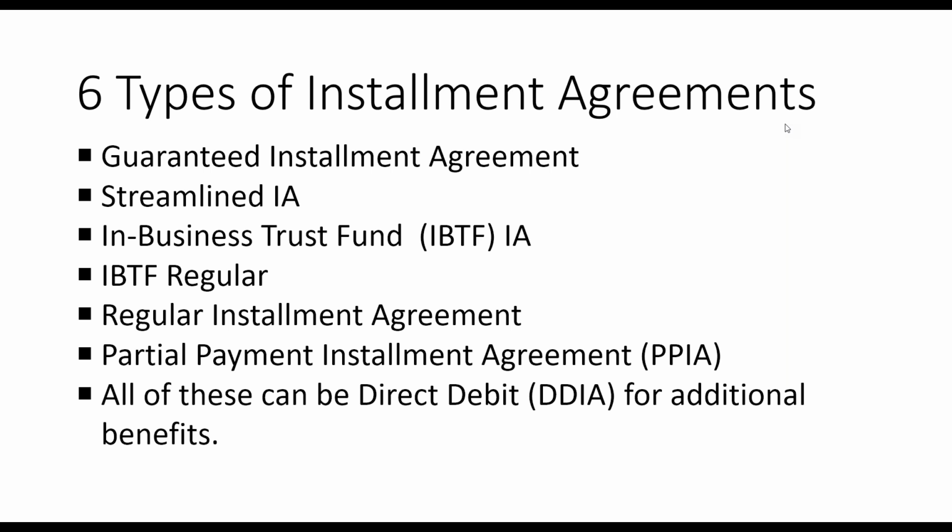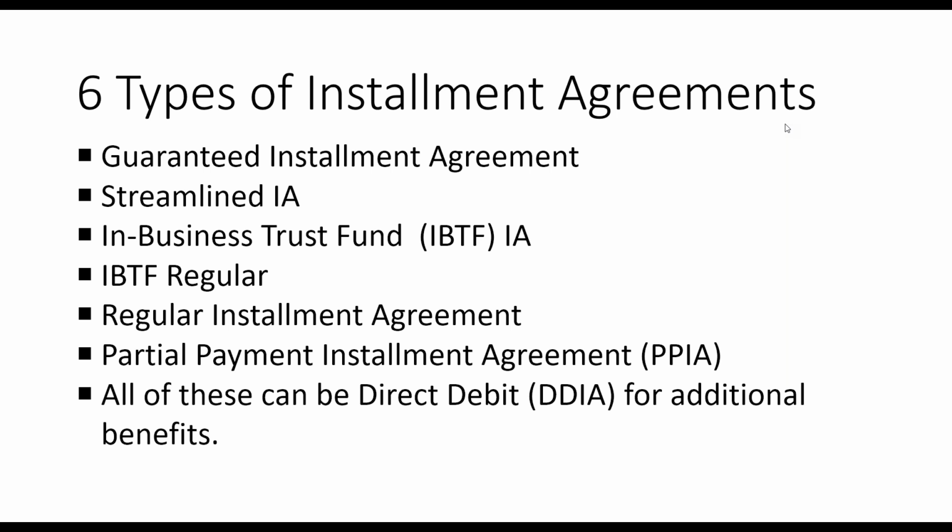For businesses that owe trust fund taxes, particularly payroll trust fund taxes, there are 2 types of in-business, so the business is still operating, trust fund installment agreements. The in-business trust fund express installment agreement has a $25,000 cap on the liability. The regular in-business trust fund installment agreement does not have such a cap, and both of these programs are great because they provide an option for the operating business to full pay the liability and help avoid a personal assessment of the trust fund recovery penalty.